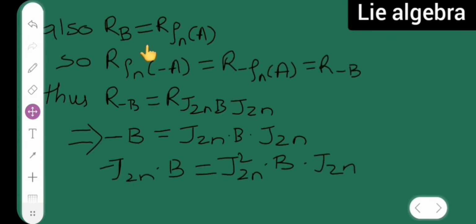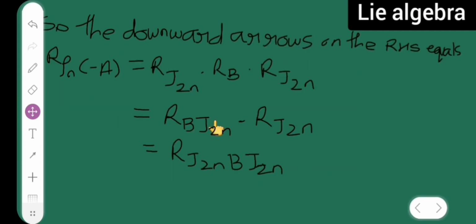Also R B is equal to R rho n of A. So this is my R rho n of minus A, and I will keep this minus sign outside. So this is equal to R minus rho n of A, which is equal to R minus B, with the minus kept as it is. What is rho n of A? It is nothing but B from here. Thus, I will be writing R minus B instead of this.